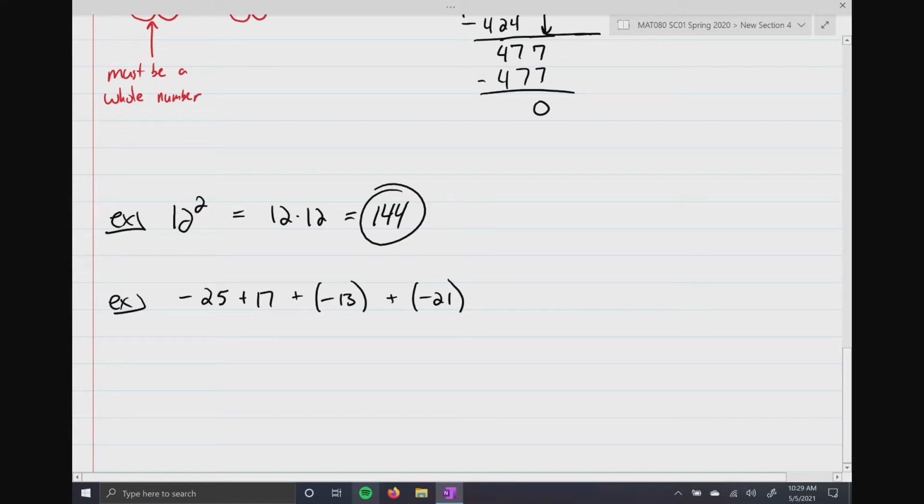All right, so we have negative 25 plus 17 plus negative 13 plus negative 21. Is there anything about this example here that kind of sticks out at you? The parentheses. What about them? I agree. Do we do those first, I think? Okay, I'm okay with that. But when you look inside the parentheses, it's only a number. So there's nothing you can do in there.